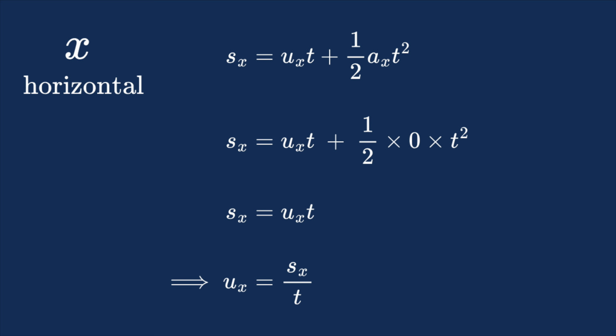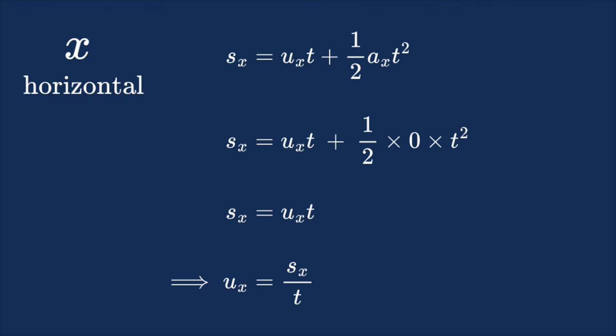So let's do the horizontal direction first. We're going to wait to substitute these values in until the end. Because there's no horizontal acceleration, we can take SUVAT equation 4, which would simply become u subscript x equals s subscript x divided by t, which here is just going to be our distance in the x direction divided by t. And this will give me the horizontal component of the initial velocity.